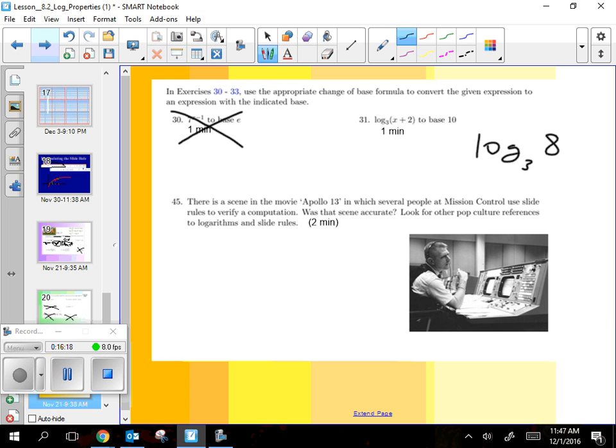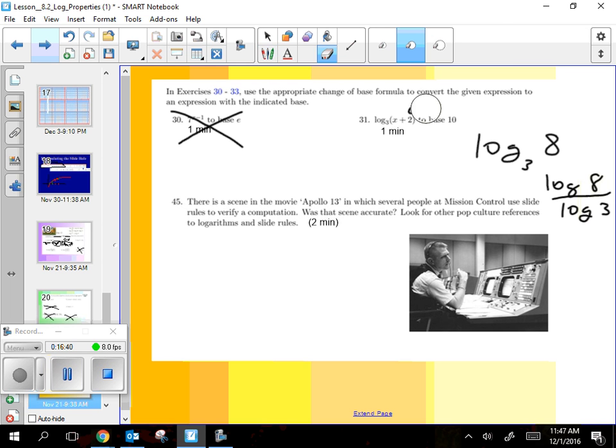You'd go log 8 over log 3. And how is that really changing it to base 10? Because you can actually pick any base you want at that moment. Remember that? Same principle applies here.